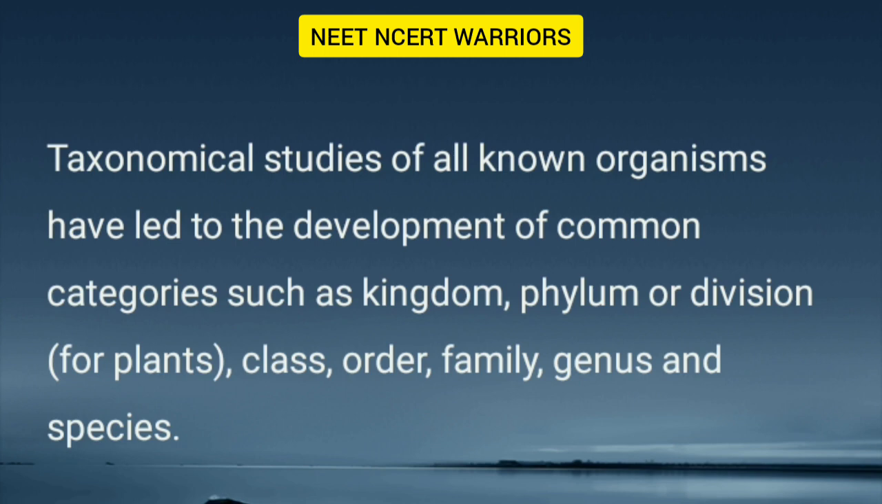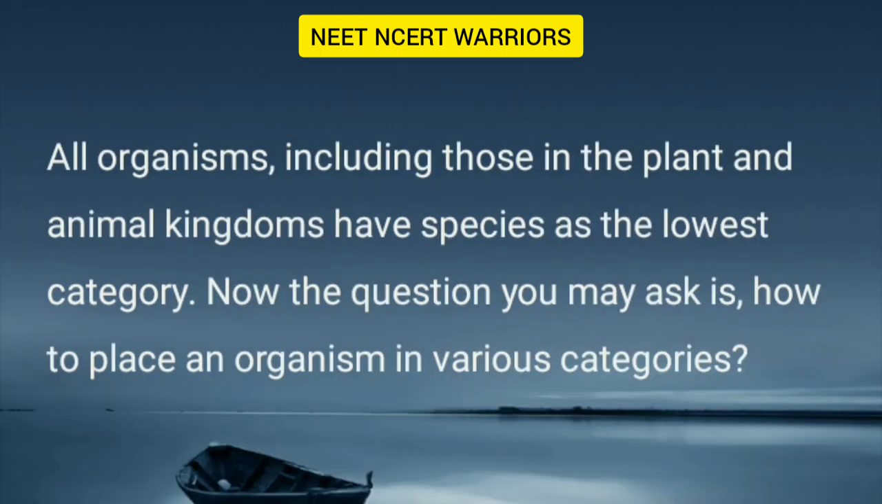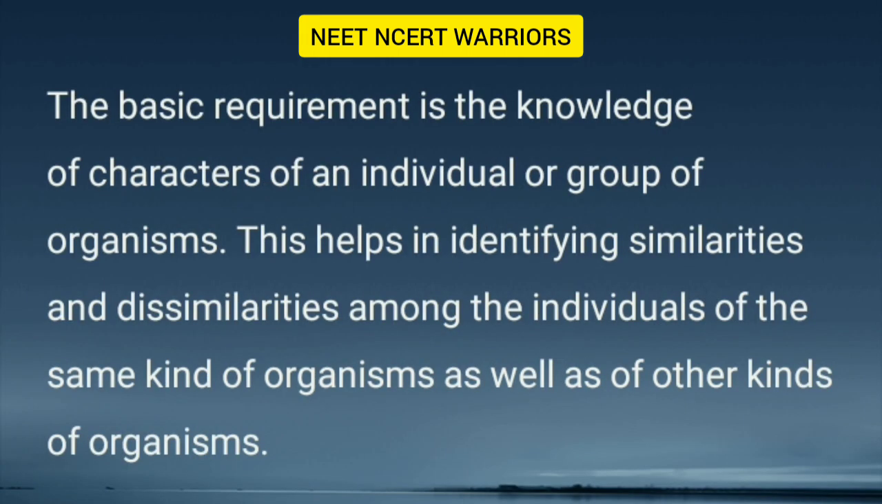Taxonomical studies of all known organisms have led to the development of common categories such as kingdom, phylum or division for plants, class, order, family, genus, and species. All organisms, including those in the plant and animal kingdoms, have species at the lowest category. Now, the question you may ask is how to place an organism in various categories. The basic requirement is the knowledge of characters of an individual or group of organisms. This helps in identifying similarities and dissimilarities among the individuals of the same kind of organisms as well as of other kinds of organisms.